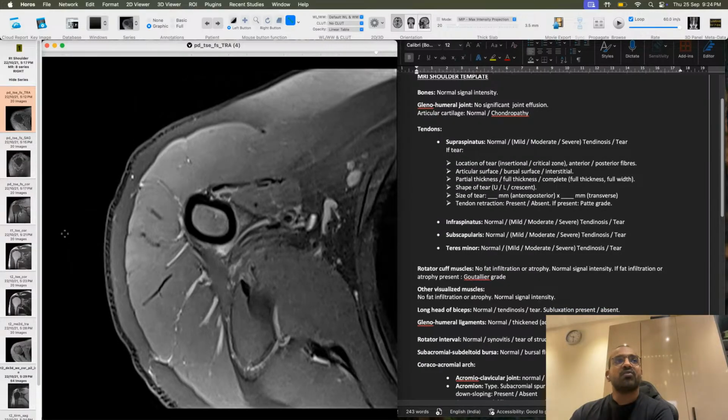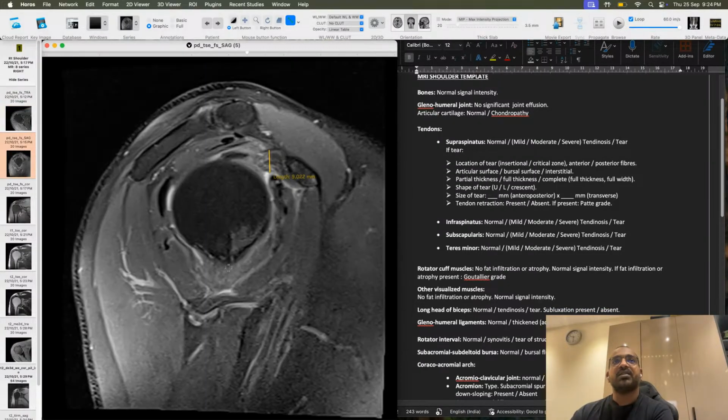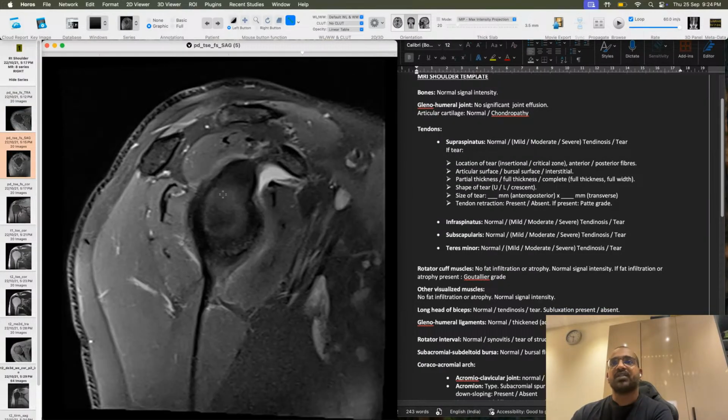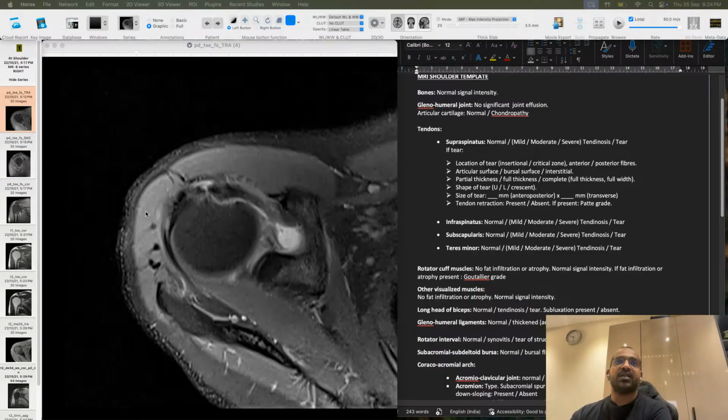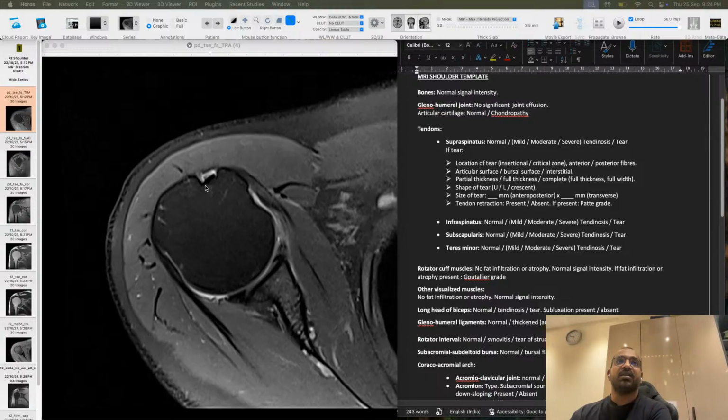Then is quality of muscle. How is the muscle? Whether there is any fat infiltration or atrophy of the muscle, we need to look at. If there is, then we have to mention the Goutallier classification, which gives a Goutallier grade. That we need to mention. Then rotator cuff muscles and other muscles, same, any atrophy or any abnormal signal. Then we have to look at the long head of biceps tendon. As you've seen, is there any subluxation present or absent? Whether it is sitting in the center of the bicipital groove or not.